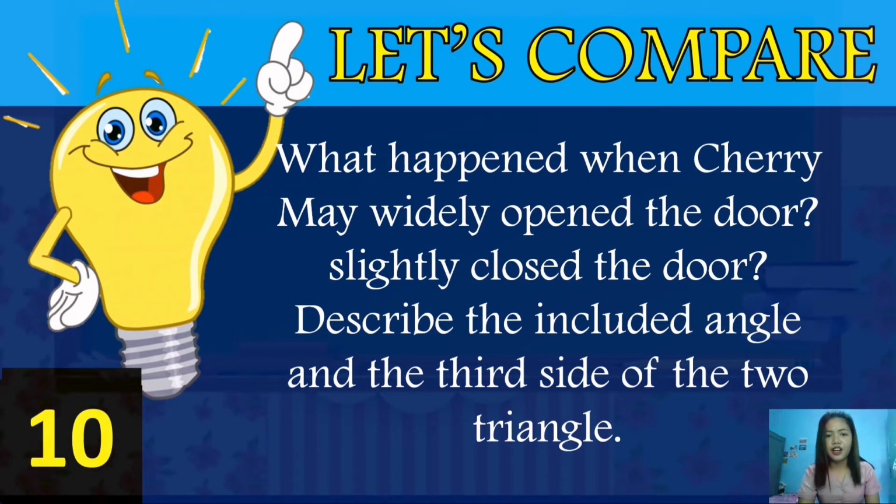Now let's compare. What happened when Cherry May widely opened the door? How about when she slightly closed the door? Describe the included angle and the third side of the two triangles.